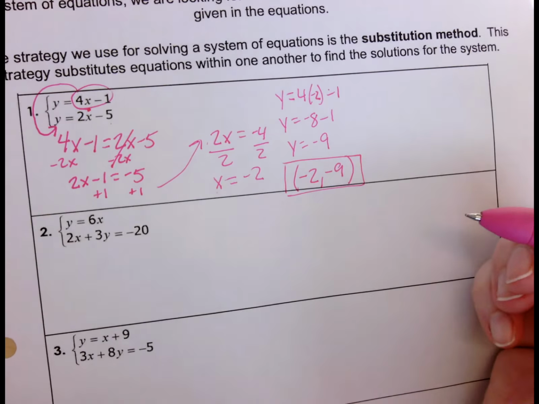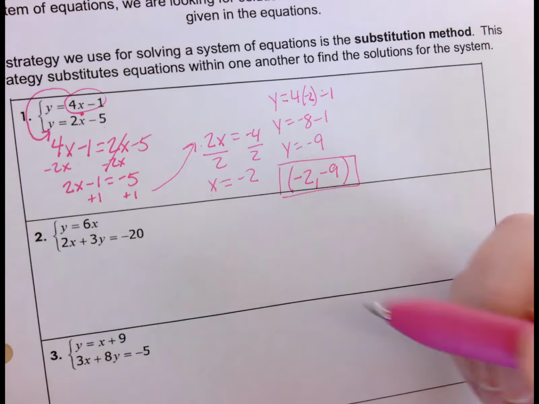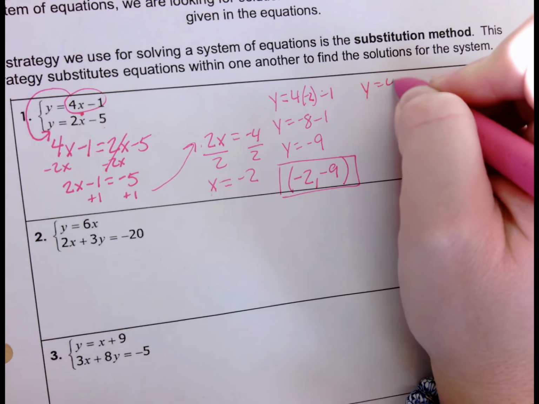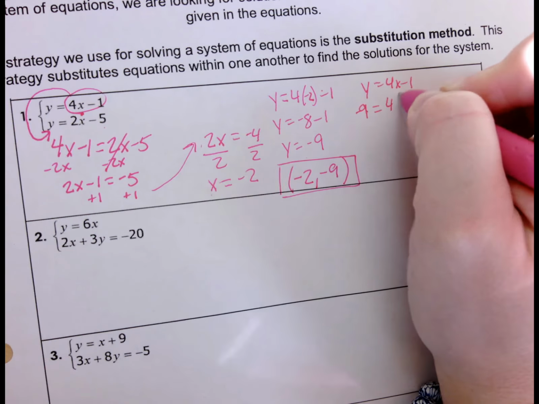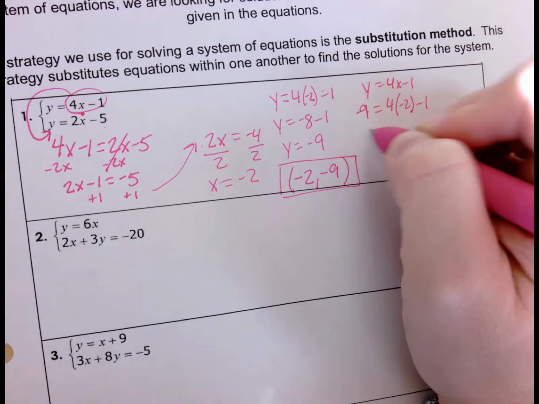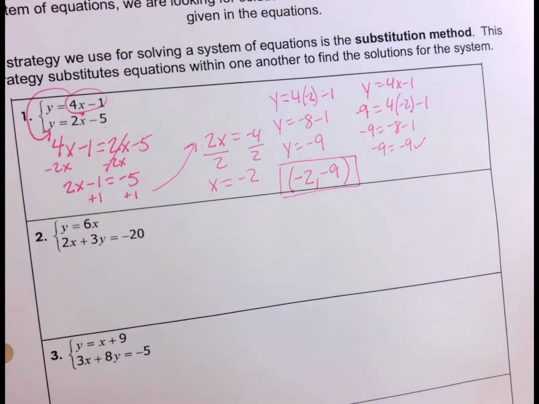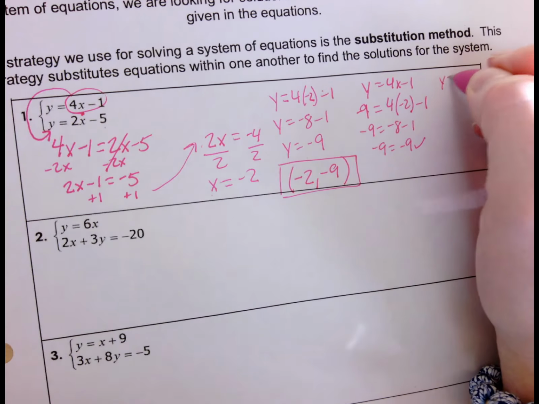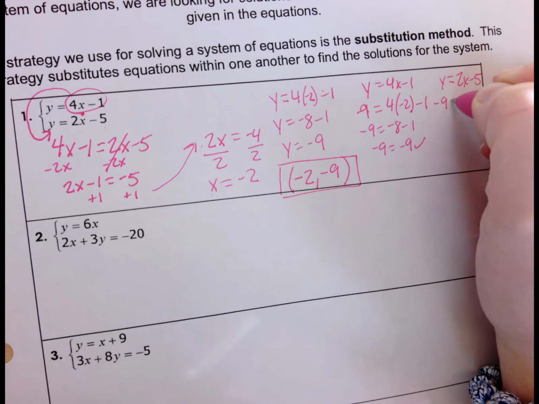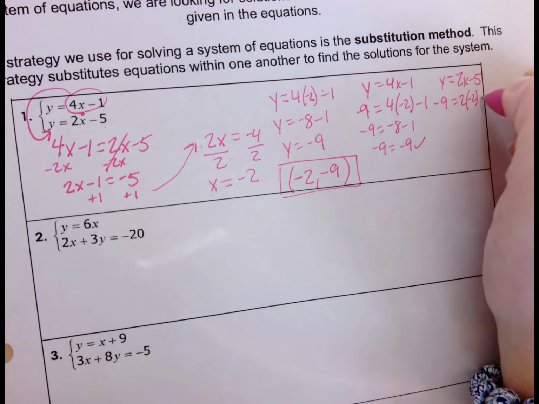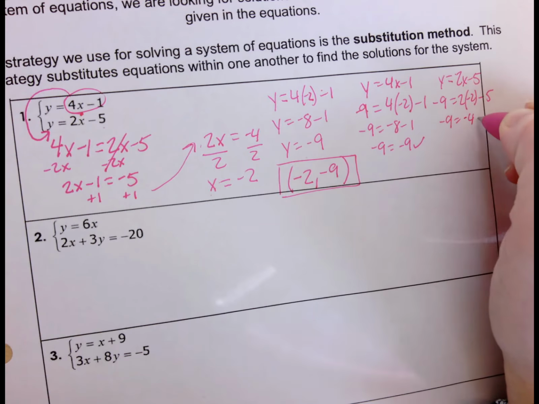All right, so now we just need to check and make sure that both of our criteria have been met. So I'm going to take and plug both of these numbers into both equations. So I'm going to start with y equals 4x minus 1. So y was negative 9, x was negative 2, and then I'm going to solve. That's negative 8 minus 1, which is negative 9, so that one works. And then in the second equation, we have y equals 2x minus 5. y was again negative 9, x was negative 2, and we subtract 5. 2 times negative 2 is negative 4.